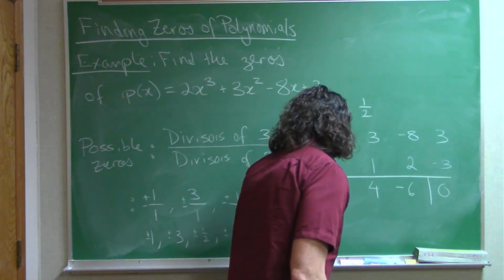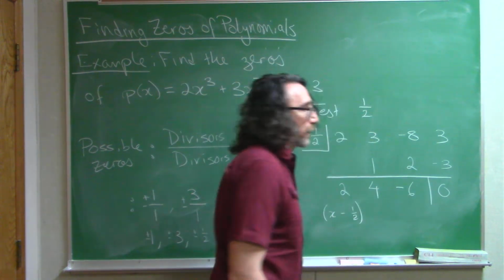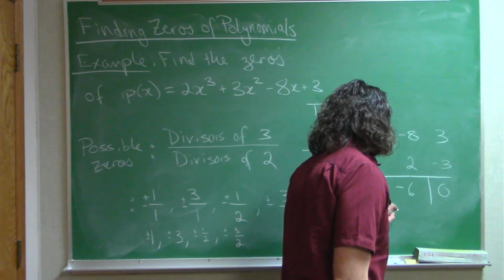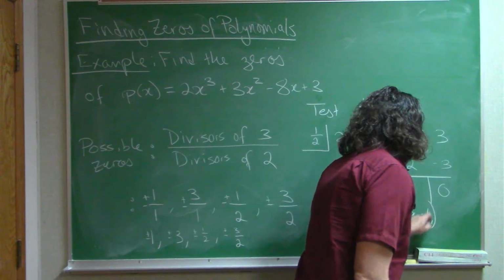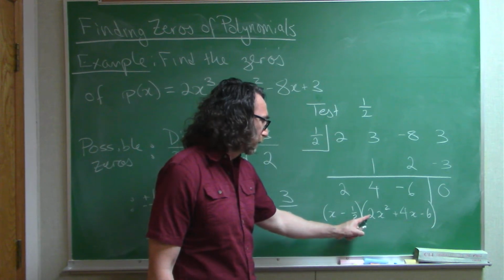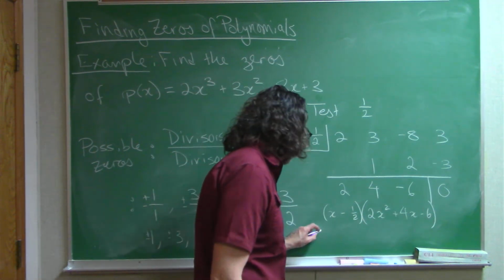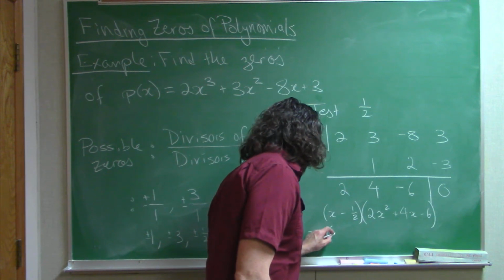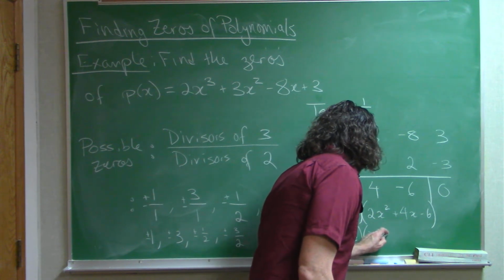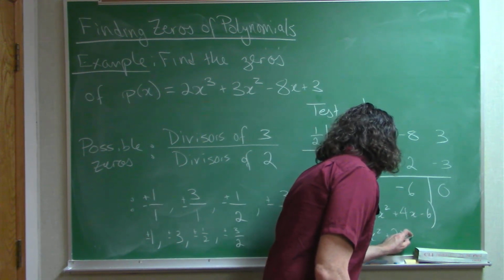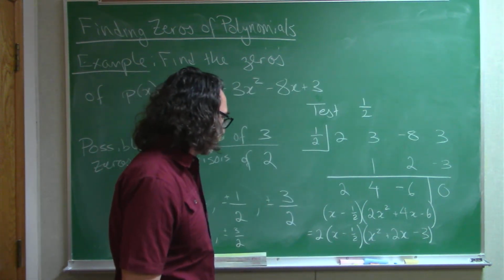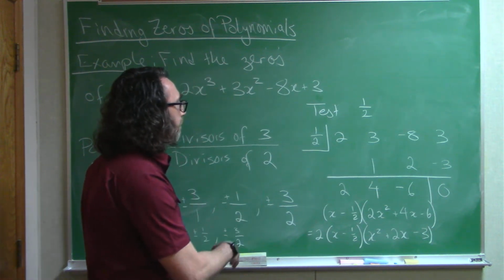So that means x minus 1/2 is a factor. What's the other factor? Well, 2x squared plus 4x minus 6. That's the other factor. Notice everything there has a 2. So I'm going to pull out a factor of 2. That's coming way out here. So that is x squared plus 2x minus 3. And lo and behold, this thing does factor.